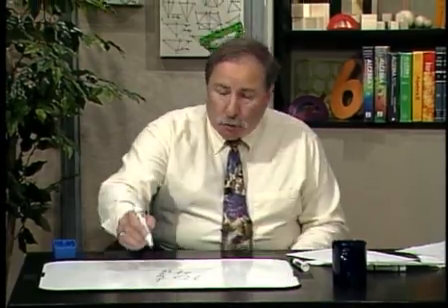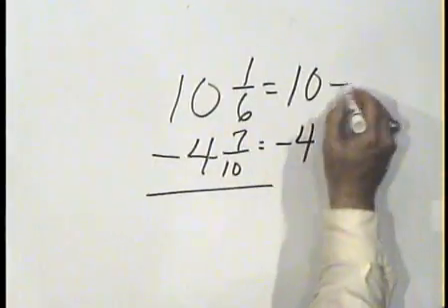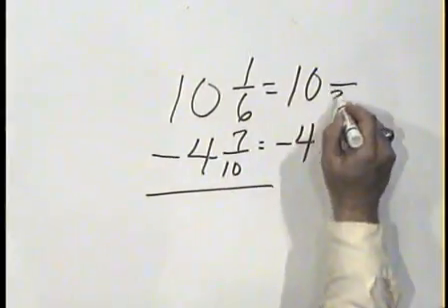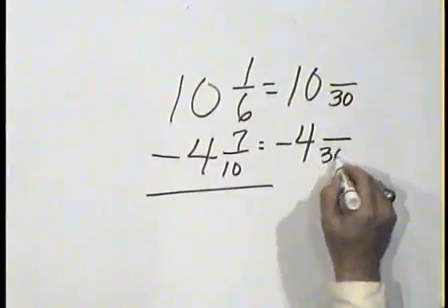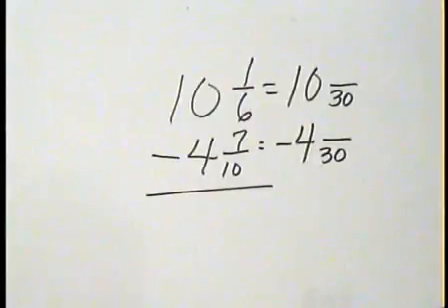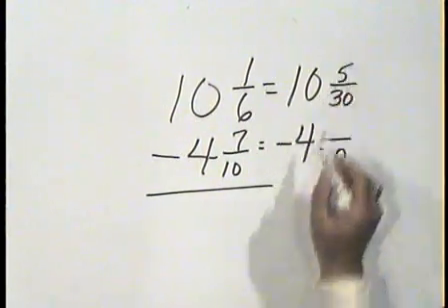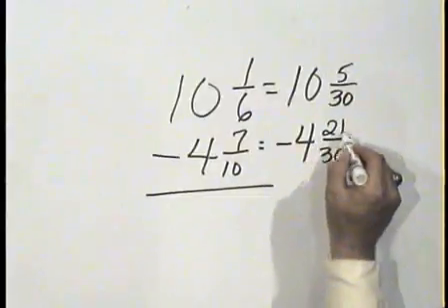First thing I'm going to do is write my whole numbers. 10, of course, I'm going to subtract 4, and I need to get my common denominator. Now, I could use 60, 6 times 10, but I'm going to use the lowest common denominator, and I know that 30 can be obtained by multiplying 6 times 5, and 30 can be obtained by multiplying 10 times 3. So my lowest common denominator is 30. 6 times 5 is 30. 1 times 5 is 5. 10 times 3 is 30. 7 times 3 is 21.